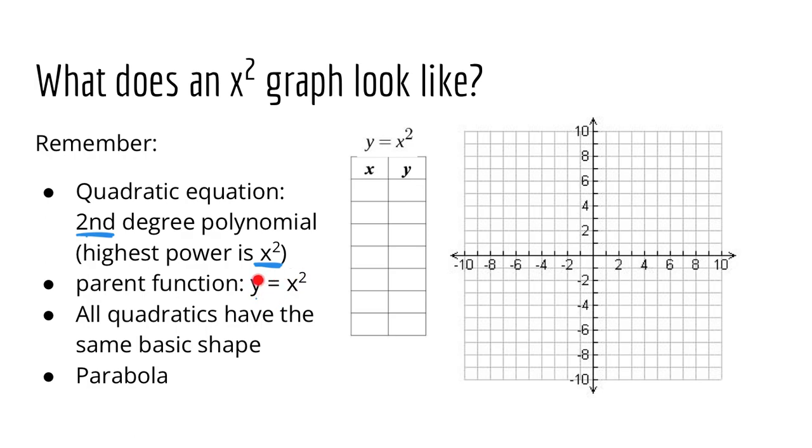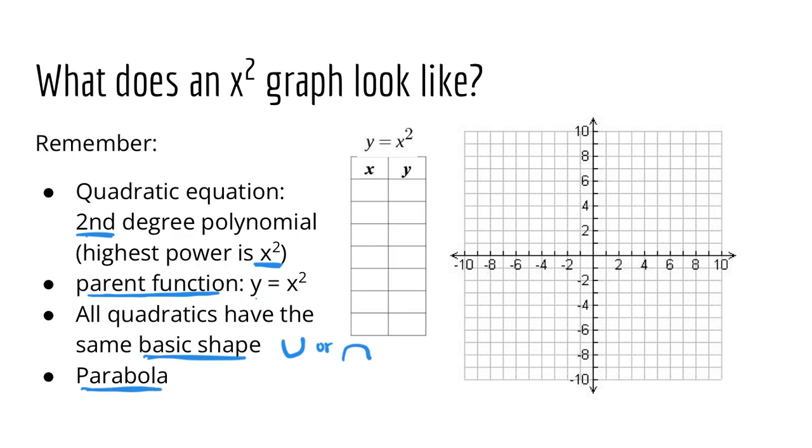When we have just y equals x squared, we call this the parent function because it's stripped down to just the basic shape. So this is a parent function. And all quadratic equations have the same basic shape. It's a U shape, so it's either going up or it could be opening down. And we call that basic shape a parabola.